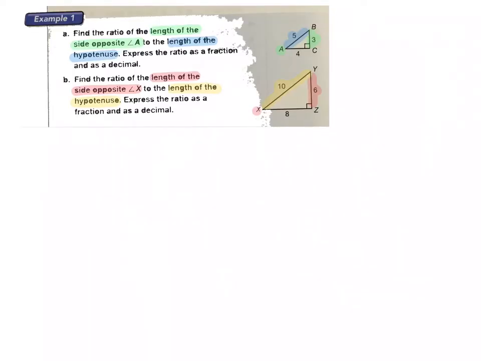So now let's start finding some ratios of side lengths. Example 1 says, find the ratio of the lengths of the side opposite of A, so here's A, the side is opposite that, to the length of the hypotenuse, that's this side up here. So for A, I would do that green side divided by the blue side. So this is 3 divided by 5.